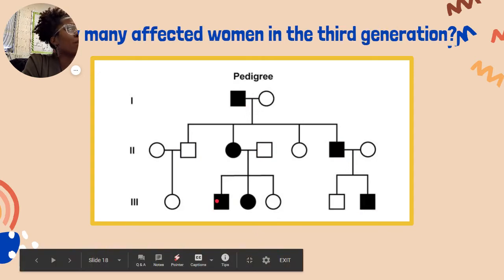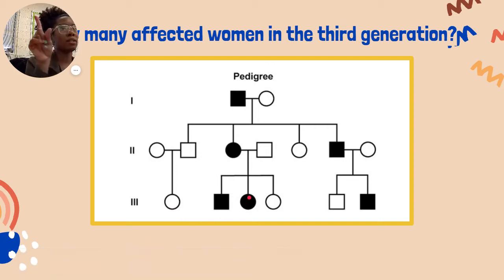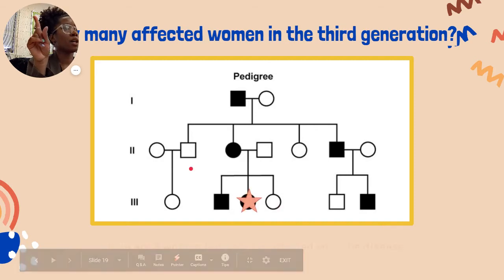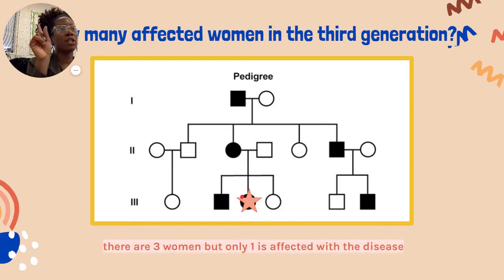How many affected women are there in the third generation? Well, let's look at the third generation. So we're looking at these organisms. How many women are affected? Not that one. This one's affected, so we have 1. Is that one affected? No. So we only have the 1. It's only 1 affected woman in the third generation.